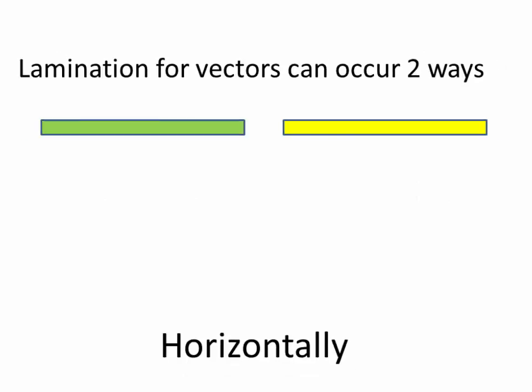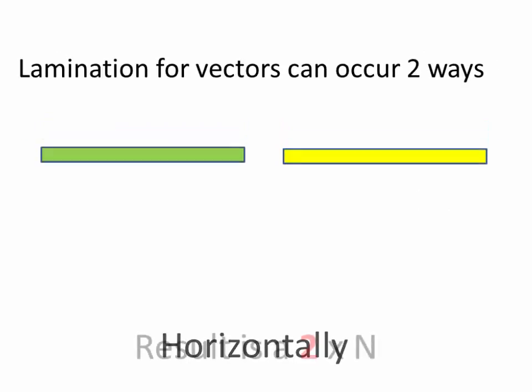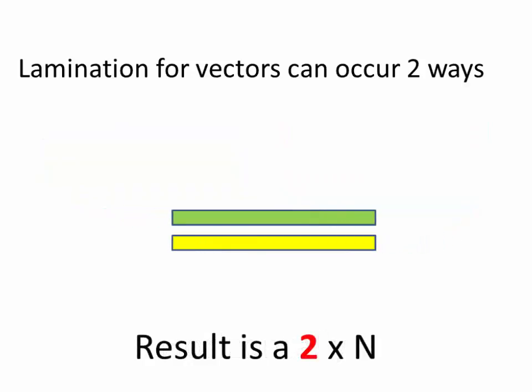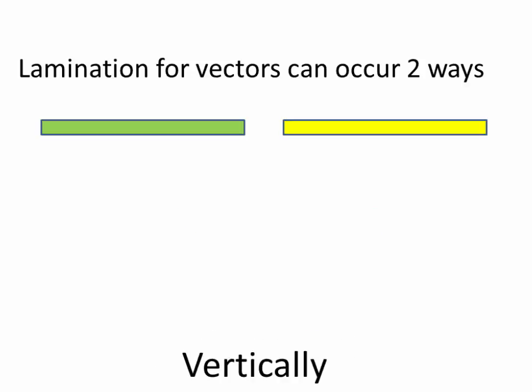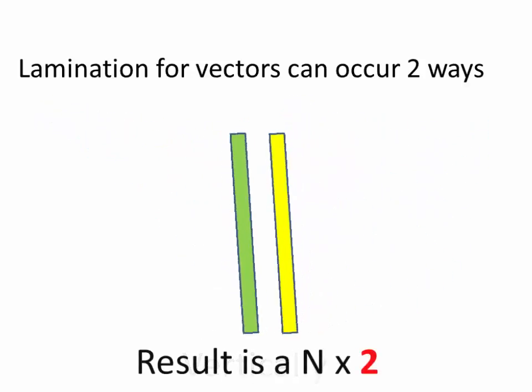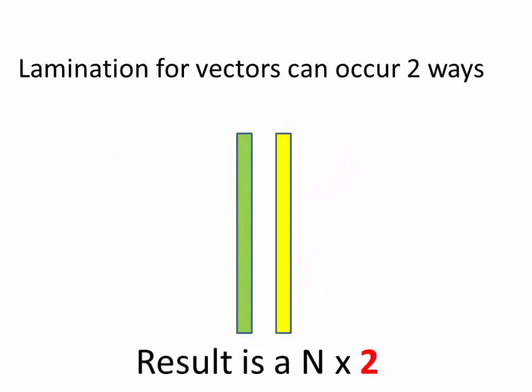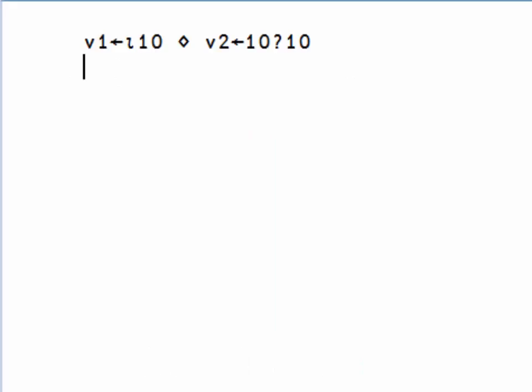Lamination for vectors can occur in two ways. Horizontally, we get a 2 by n, two rows of n elements, or it can occur vertically. In this case, we get a two-column matrix. Here is an example. We have two vectors of rank 1 that can be combined to form a two-column or a two-row matrix. So here's V1 and V2.